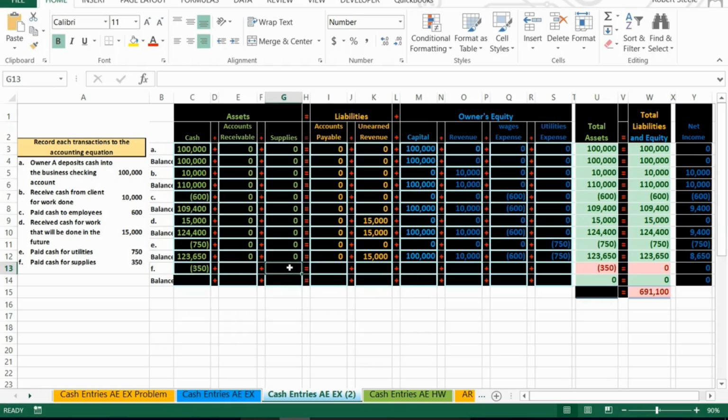So in this case, we paid cash for an asset. It's an asset because we're going to use it in the future. It hasn't helped us generate revenue yet. Therefore, we're going to put it in G13, 350. Then I'm going to put zeros in the rest of it. 0, tab, tab, tab, tab, 0, tab, tab, 0, tab, tab, 0, tab, tab, 0, tab, tab, 0, tab, tab, and 0, and enter. Then I'm going to sum these up.